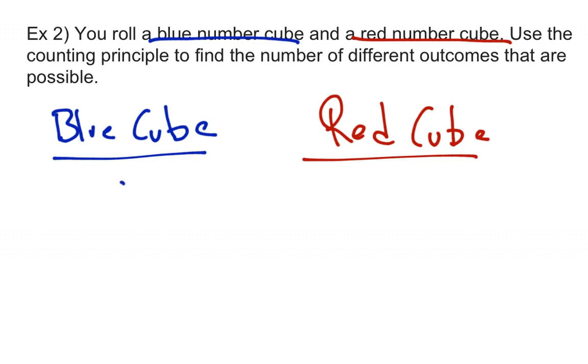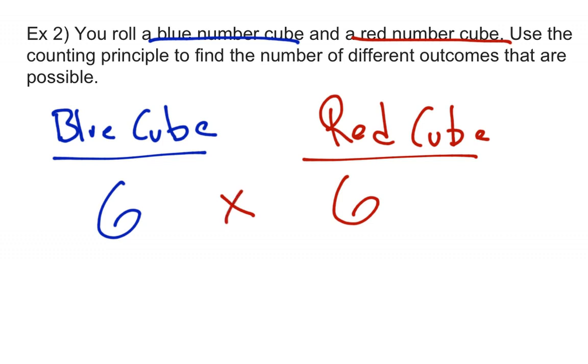So when we roll the blue number cube, we have 6 different possible outcomes. We could roll a 1, a 2, a 3, a 4, a 5, or a 6. There are 6 different outcomes. I don't know which one's going to happen. I know it's going to be one of them. Okay, well then you go ahead and roll the red number cube. Again, if it's a standard dice, 6 sides, there are 6 possibilities for the red one, a 1, 2, 3, 4, 5, or 6. So what are all the different possibilities?